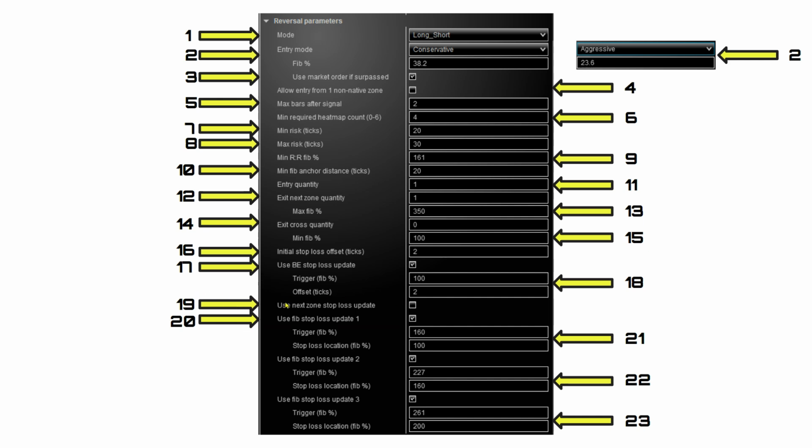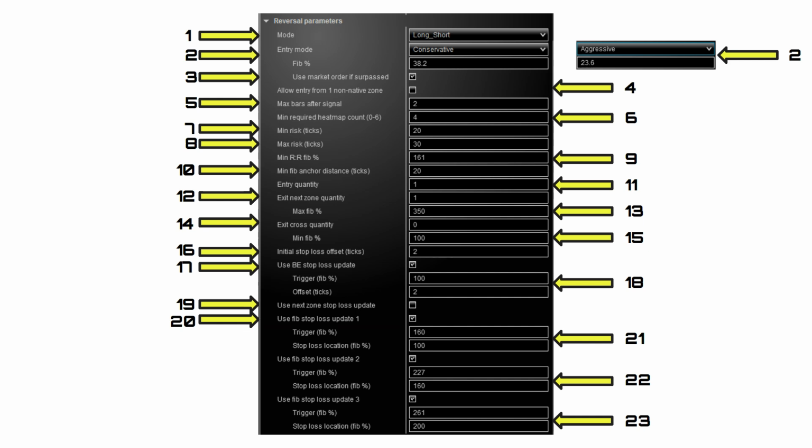Number 19, use next zone stop loss update. This is unchecked. Okay, this is where it hits the next support or resistance zone, and then we start to adjust the stop at that point. We don't tend to use that too often right now, but it's something that we can look at in future classes. Number 20, this is where we use the stop loss updates.